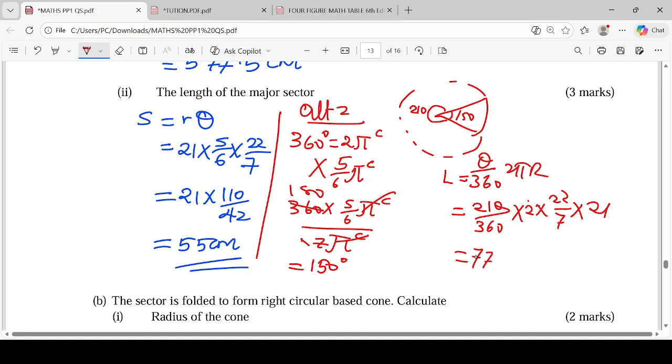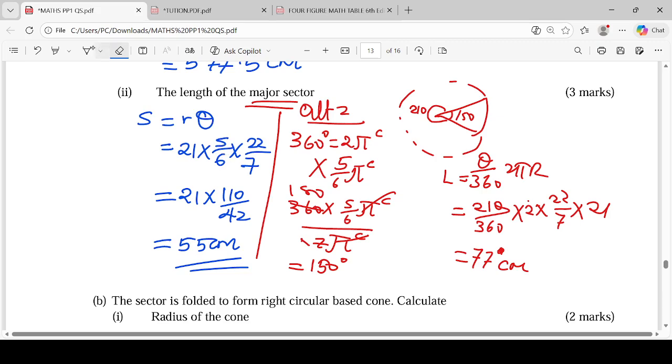You're going to get 77 centimeters. This 55 was for the minor sector, but now because the question was talking about the major sector, then this one here will not have been the answer. The thing that I didn't consider here was this was for the minor sector.